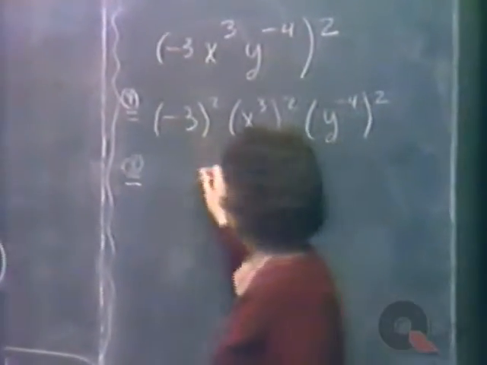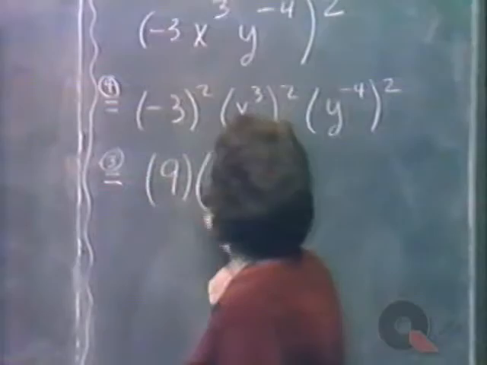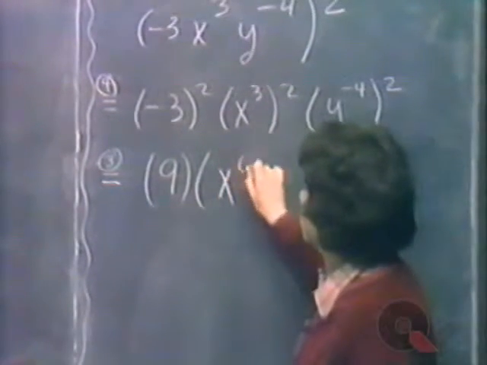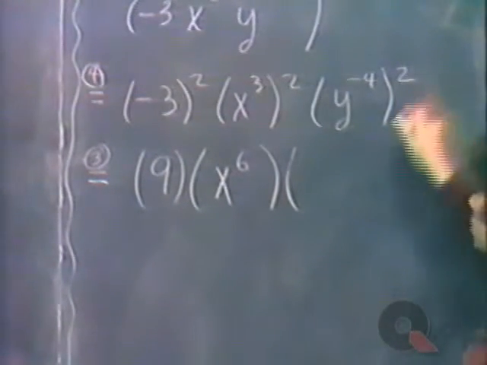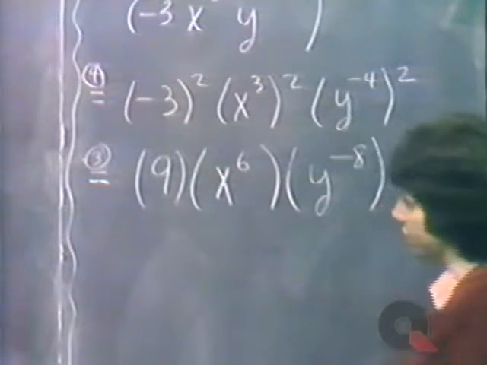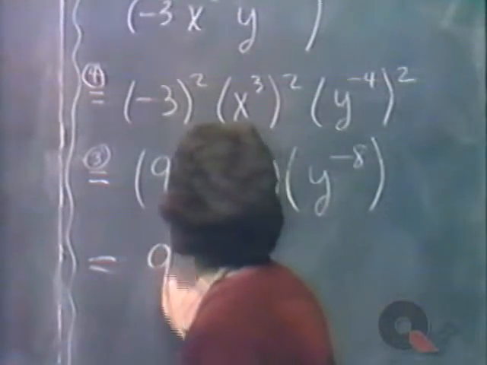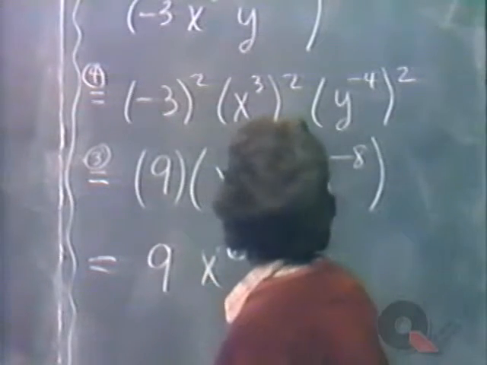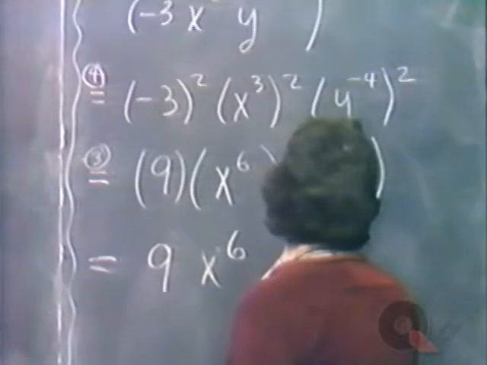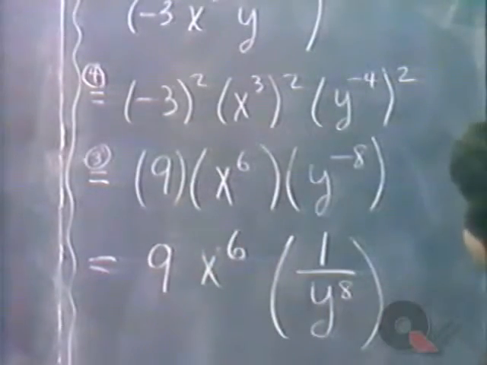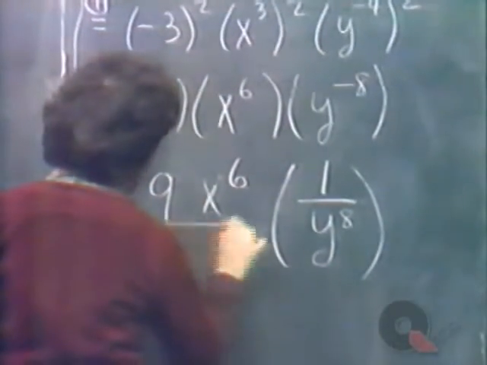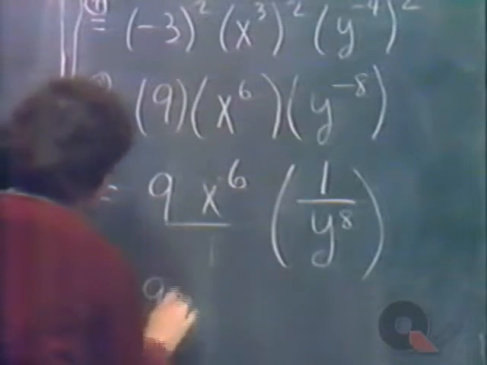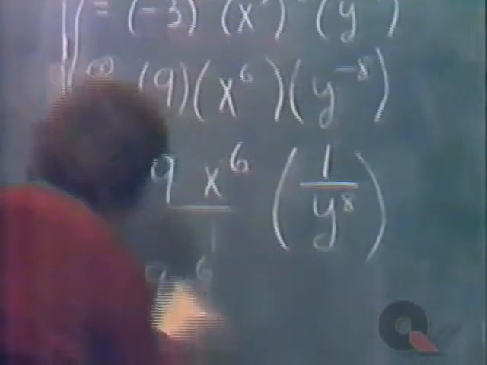Using Rule 3, (-3)^2 gives you 9. (x^3)^2 is x to the 3 times 2, or x^6. And (y^-4)^2 is y^-8. So we have 9x^6, and y^-8 is 1 over y^8. There we're using our third definition. y^-8 is 1 over y^8. And since this is really just over 1, we multiply and get 9x^6 over y^8.